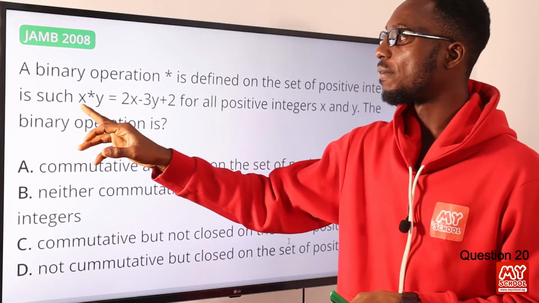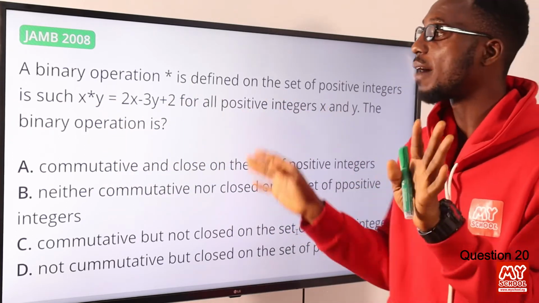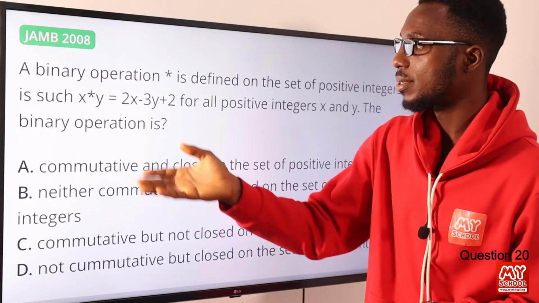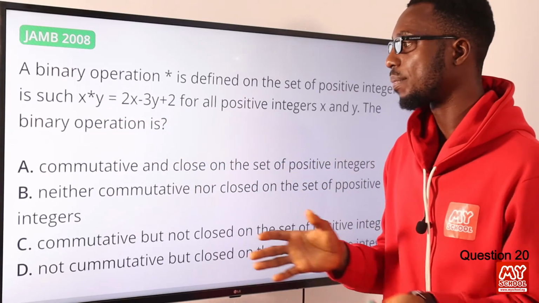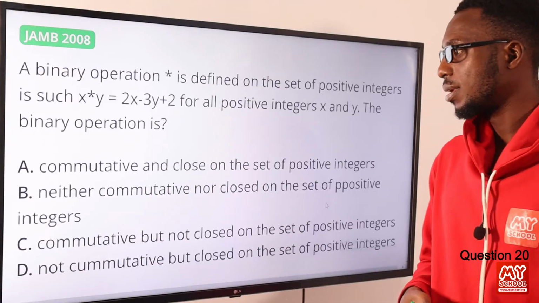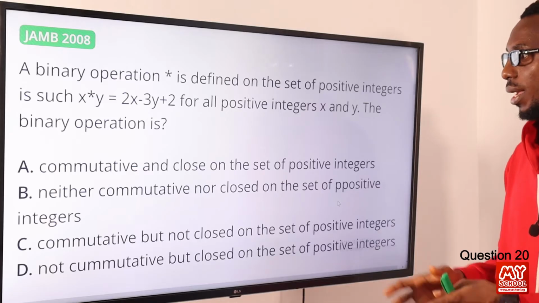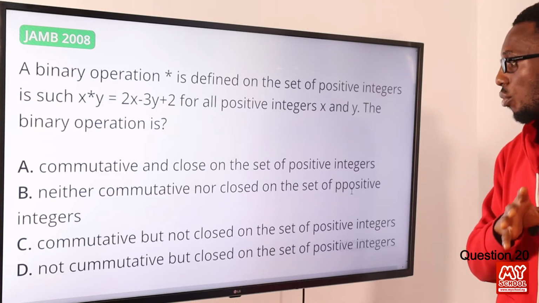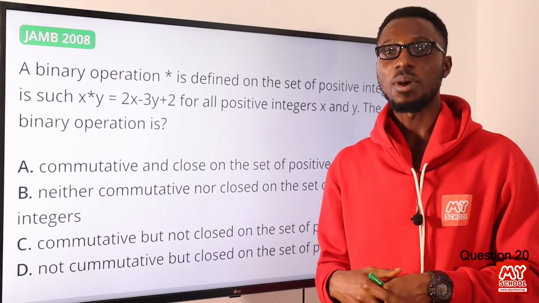So you can see that when x is 1 and y is 2, the answer we got is minus 2. When we switched their values, the answer we got differs. So that operation is not commutative, and it's not closed as well. Which option carries such a condition appropriately? That should be option B: neither commutative nor closed on the set of positive integers. So option B is the correct option.